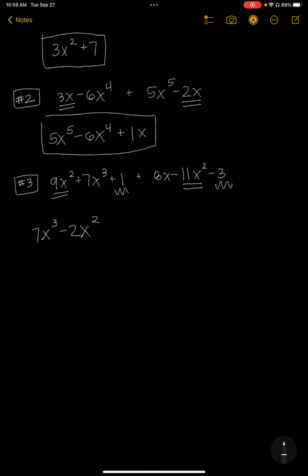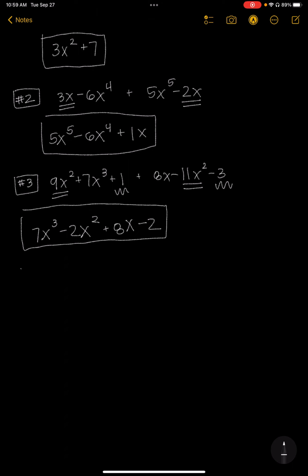And then the next one would be anything with just x's, which is that 8x that doesn't have any like terms, so we just rewrite 8x. Then the very last thing is the thing without any x's, and so we've got a 1 and a negative 3, and 1 minus 3 is negative 2. And there we have it, that's our answer.